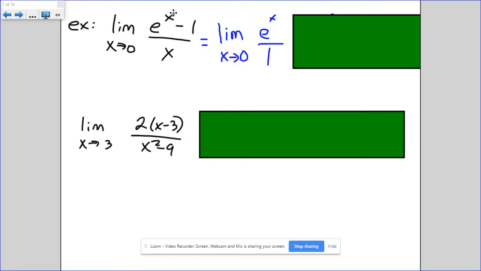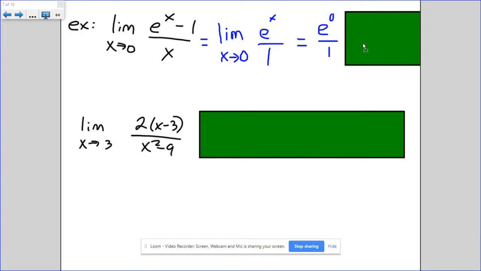The derivative of e to the x is itself. The derivative of negative 1 is 0. And the derivative of x is 1. So if you notice, this is the original. This is the derivative of the top over the derivative of the bottom. So now let's try plugging in 0 again. If I plug in 0, I get e to the 0 over 1, which is 1 over 1. So my answer is 1.